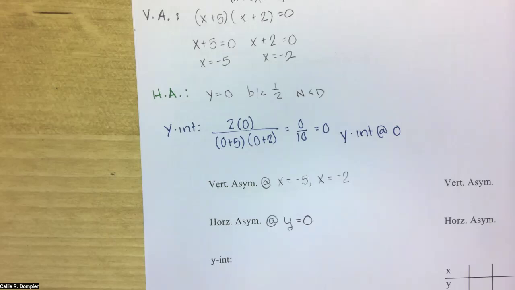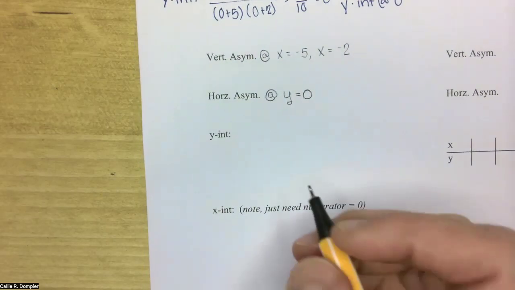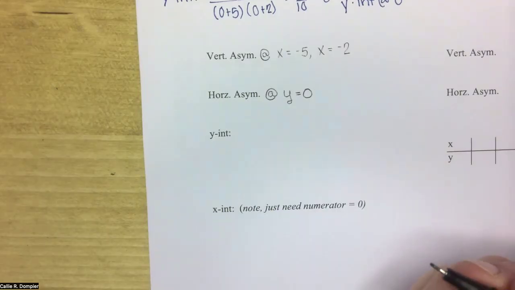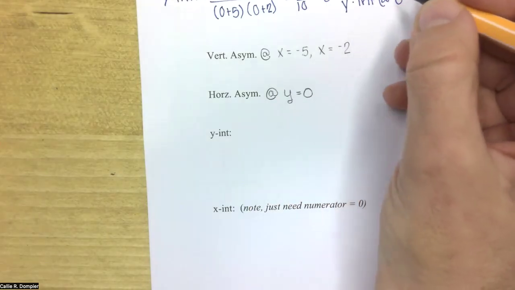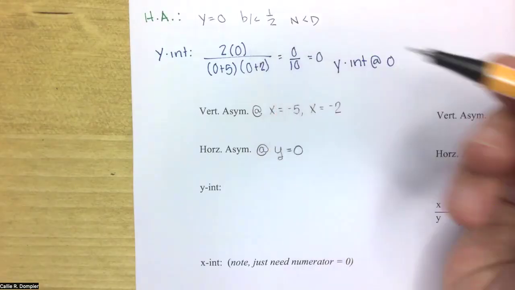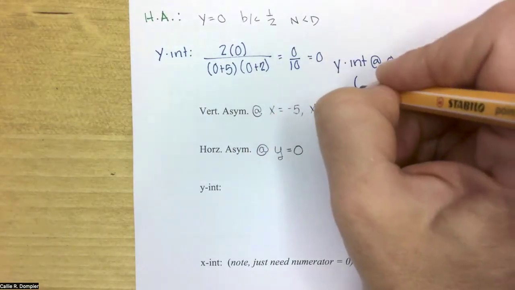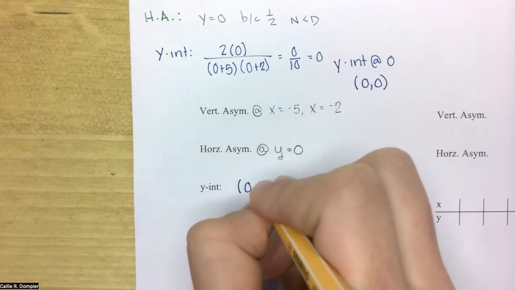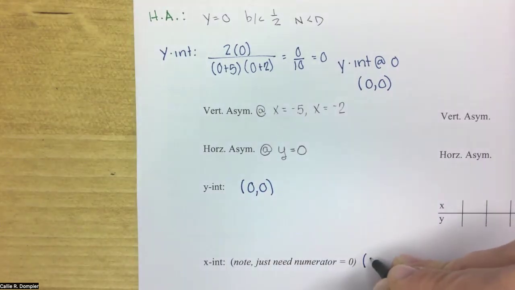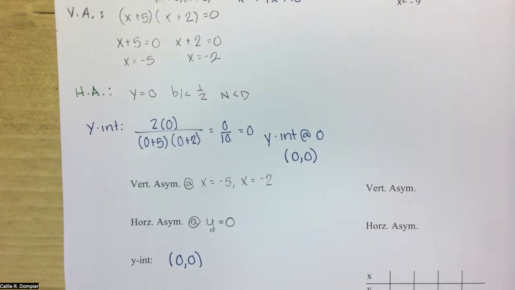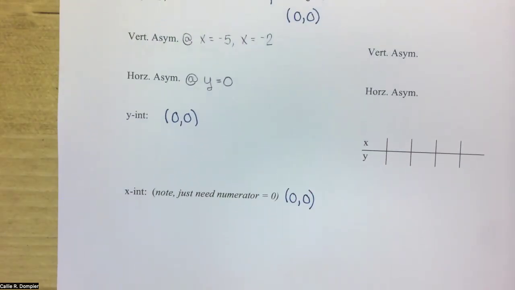Good. And then for the x-intercept, well, we already found it, right? The y-intercept is at 0. So when x is 0, y becomes 0. So that's the point (0, 0). So the y-intercept is at (0, 0), which means the x-intercept is also (0, 0). Or you can just make the numerator equal to 0 if you want to find it in a different example. So what do we know about this graph?